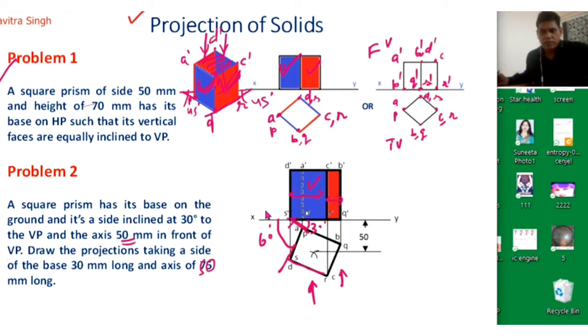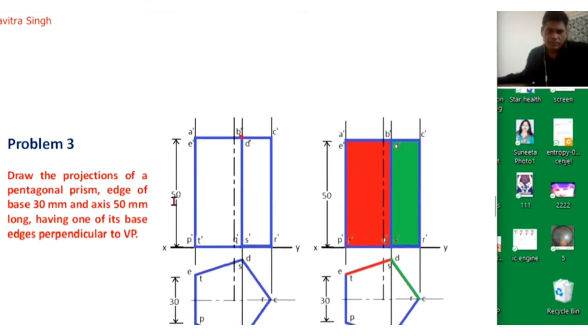Okay, so this is the front view and this is the top view of this problem. So this is the same problem like in the first problem, but only difference of the inclination. So this is inclined 30 degree and this is inclined 45 degree. Okay, that's why this surface is larger than this surface. Okay, so now we will try to solve third problem.